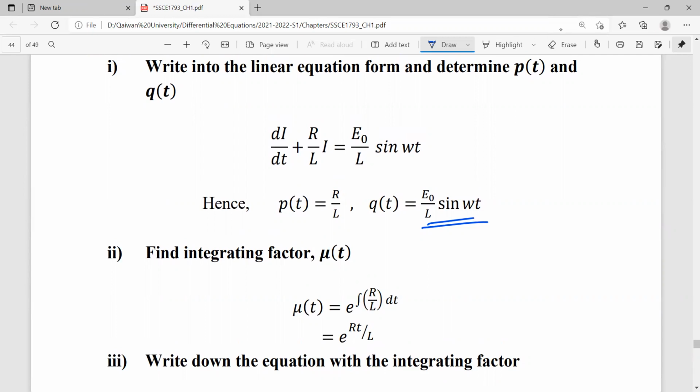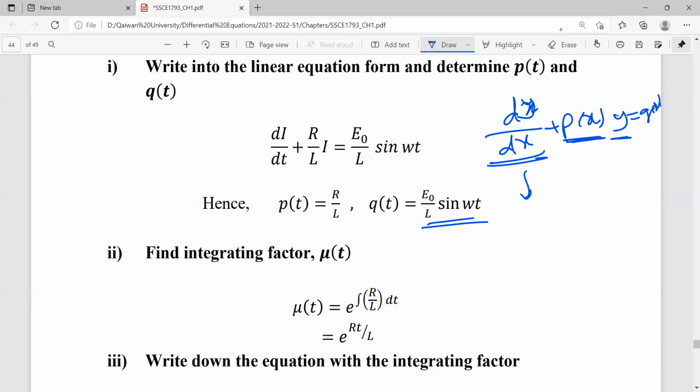In the solution of linear differential equations, what we did, we said first we should write down the equation in the general form. The general form is that the coefficient of dy by dx must be 1, and then plus p of x y equals q of x. In the right hand side we have a function of x, and in the left hand side we have the first derivative, and its coefficient must be 1, plus p of x times y.